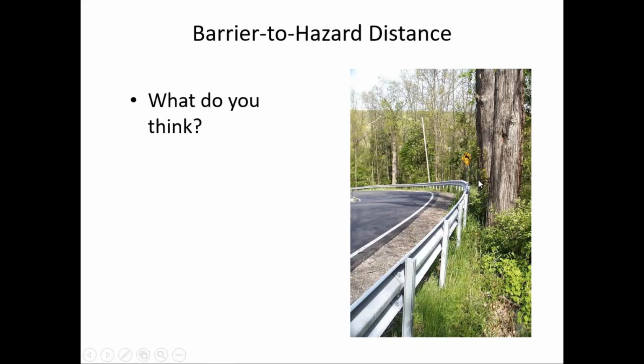But notice what the barrier to hazard distance is. It looks to me like it's maybe 2 to 3 feet. So this is not the appropriate type of barrier to use when your barrier to hazard distance is on the order of a couple or 3 feet. What will happen if the vehicle strikes the barrier here in the foreground, that will deflect maybe 5, 6, 7, 8, 10 feet and potentially could direct the vehicle right into the tree. So we do need to pay attention to the barrier to hazard distance. And to me, this is not a good installation shown here.